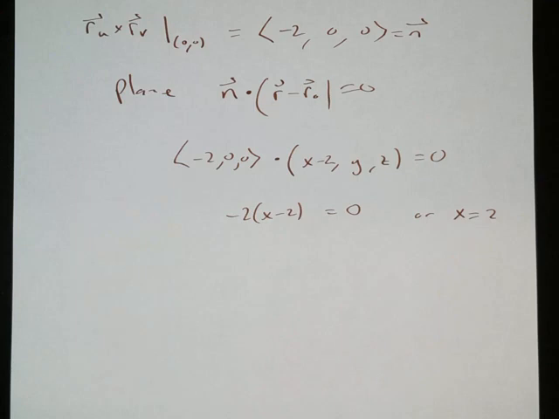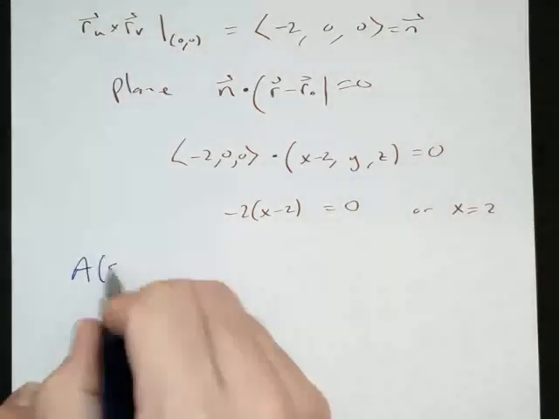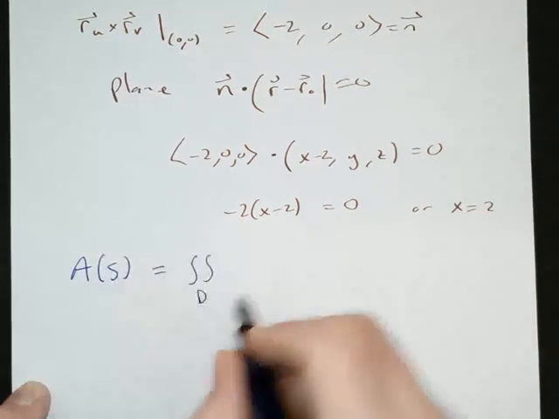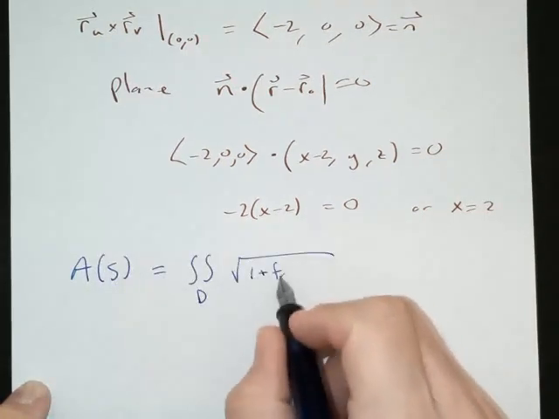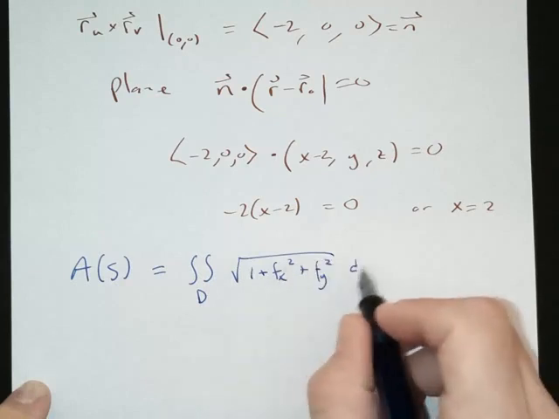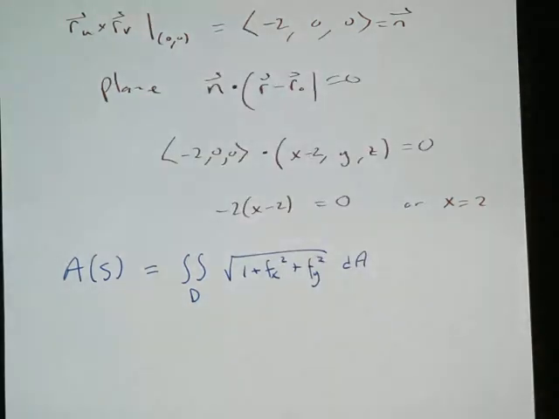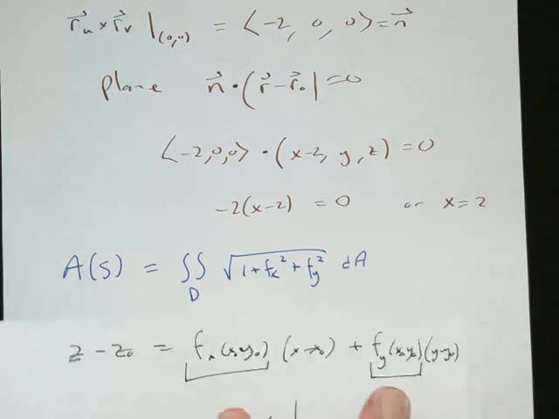I'm about to make your life even more interesting. Surface area. We did the area of a surface, right? Again, back in chapter 14, the area of a surface was the double integral over the domain of the square root of 1 plus f_x squared plus f_y squared dA. But that square root comes from the little square area on our tangent plane, which means it came from these derivatives.